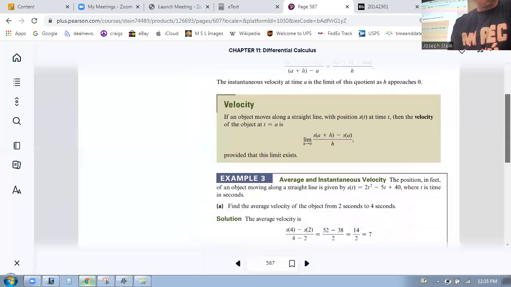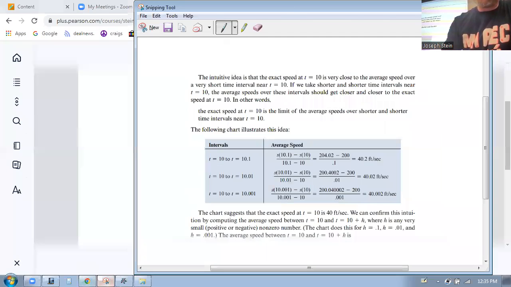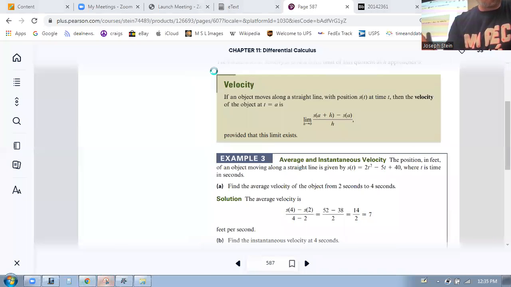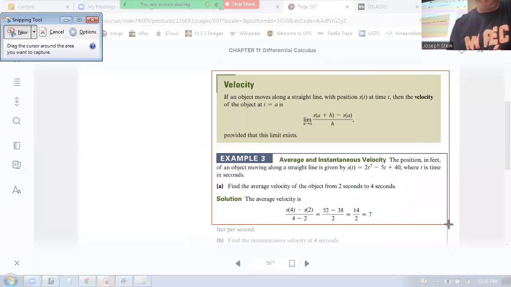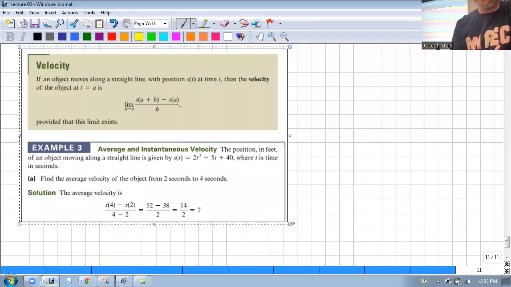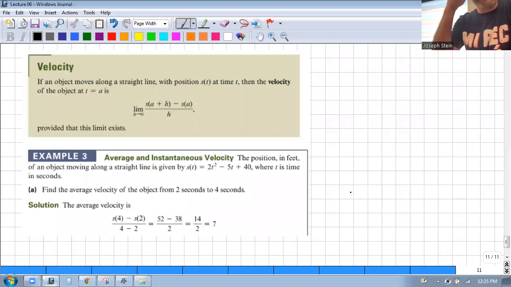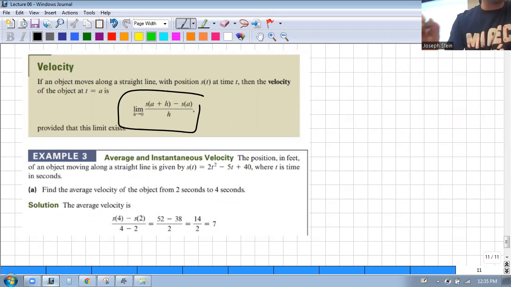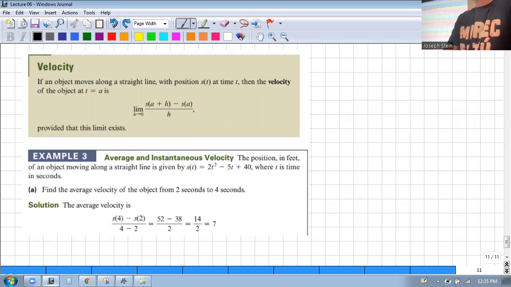So here's your velocity. So if an object moves along a straight line with position S of t at time t, then the velocity at time A is that formula I just gave you. Okay. So it's just like the example, but instead of 10, we replace it generically with A. All right, so here's an example.